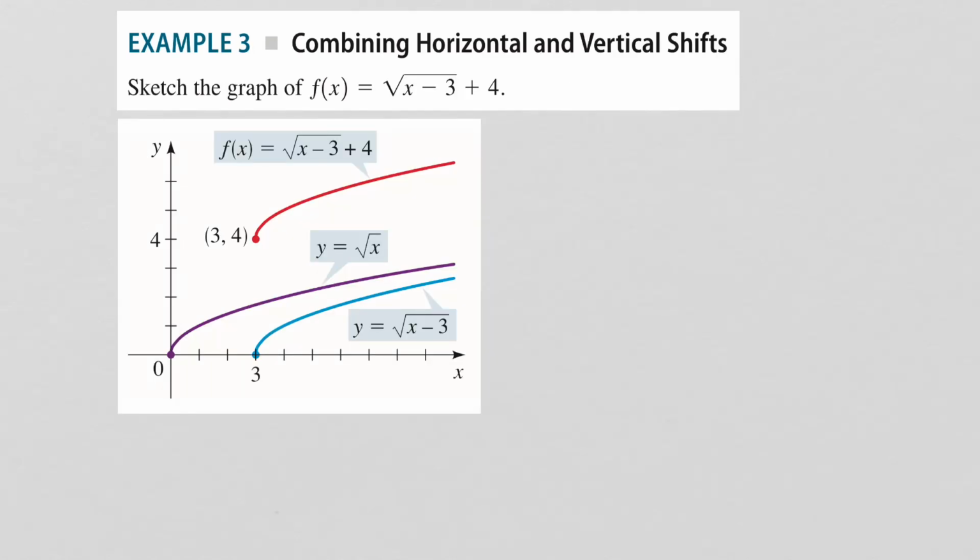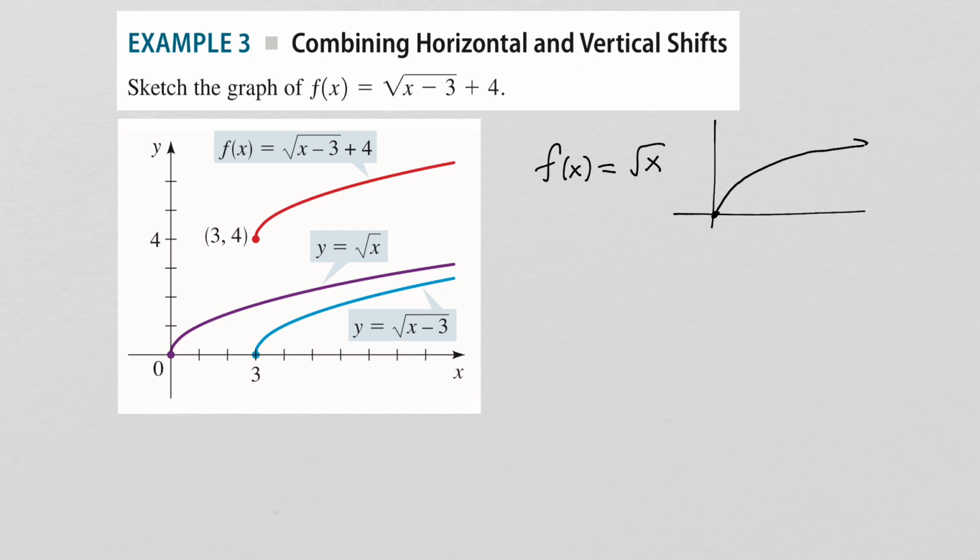We can also combine horizontal and vertical shifts. So for example, suppose I want to sketch the graph of the function f of x equals the square root of x minus 3 plus 4. First thing I need to do is consider what does the function f of x equals the square root of x look like. So this is one of those functions that we should kind of have memorized.